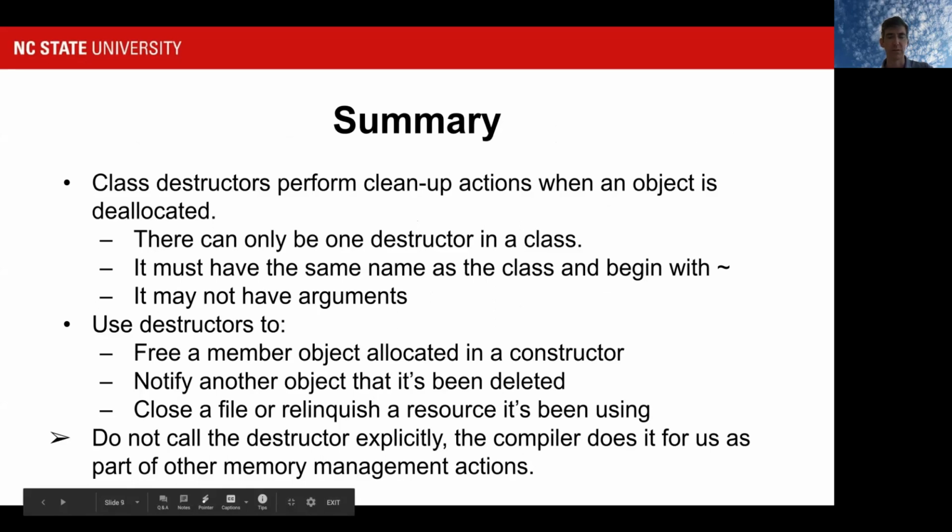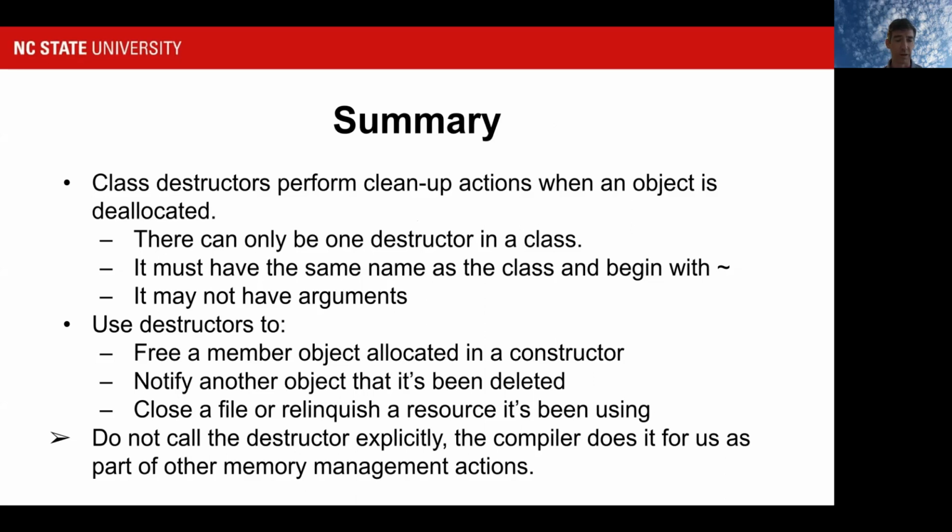Okay, so in summary, class destructors perform cleanup actions when an object is deallocated. There can only be one destructor in a class. It must have the same name as the class and begin with tilde, and it may not have arguments. We use destructors for a lot of different things, but here are some examples. We could free a member object that was previously allocated in a constructor or another member function. We can notify another object that we've just deleted the object. Or we could use it to close a file or relinquish a resource it's been using so that other objects would then be able to use it. We never call the destructor explicitly, instead the compiler does it for us as part of other memory management actions.